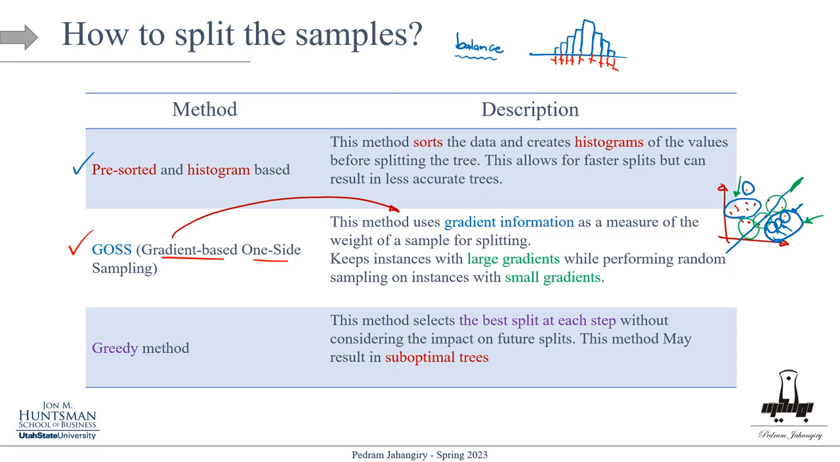One-sided means that it's going to focus on, let's say, the ones with the large gradient, and randomly sample from the ones with the small gradient. So this is the second method.